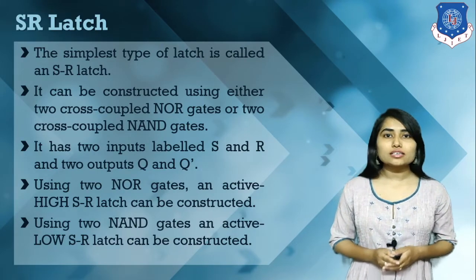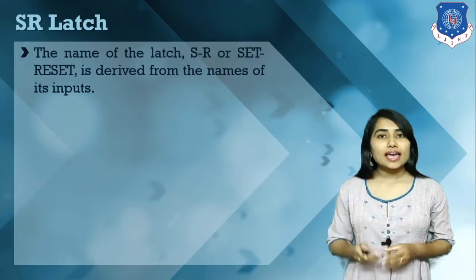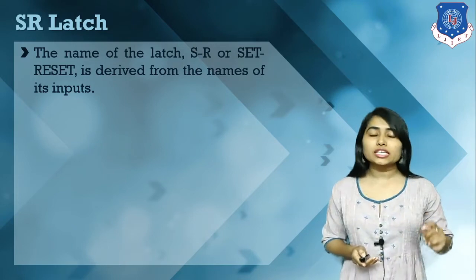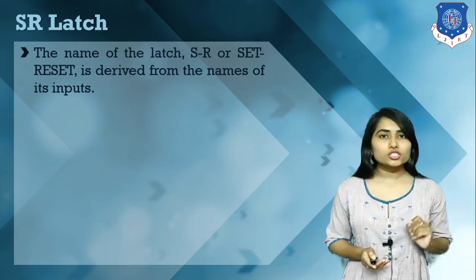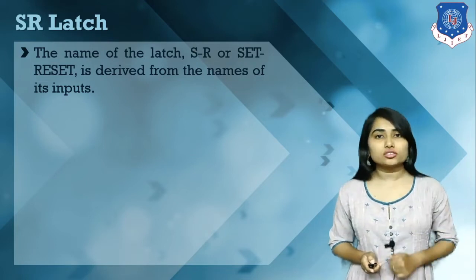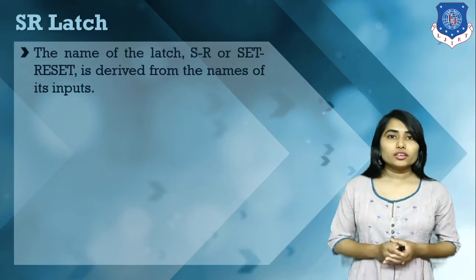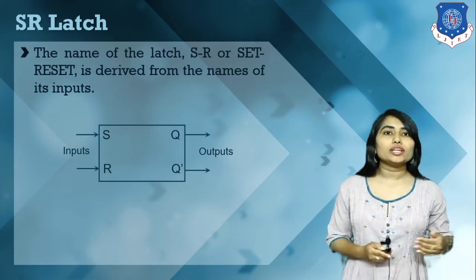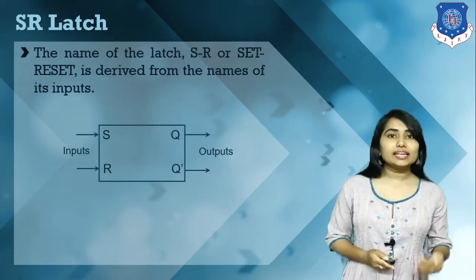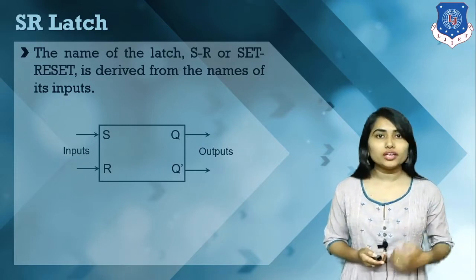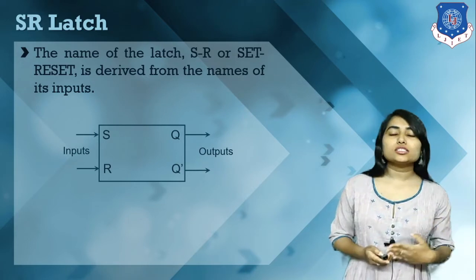Now let's discuss the basic block diagram of this SR latch. The SR latch gets its name from its inputs S and R. S stands for set and R stands for reset. So this is a set-reset latch, that means SR latch. Here we have the basic block diagram of this SR latch. We have two inputs S and R, S for set and R for reset, and we have two outputs Q and Q dash, the normal output and its complemented output.